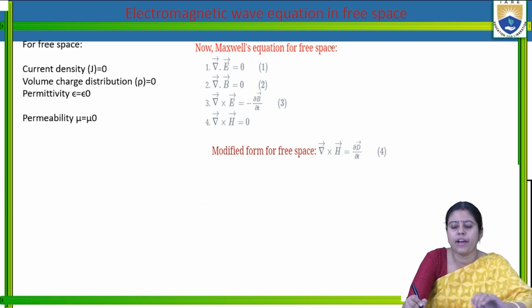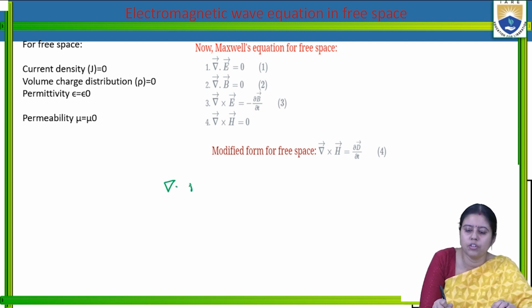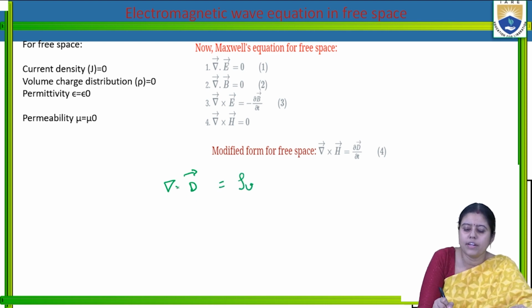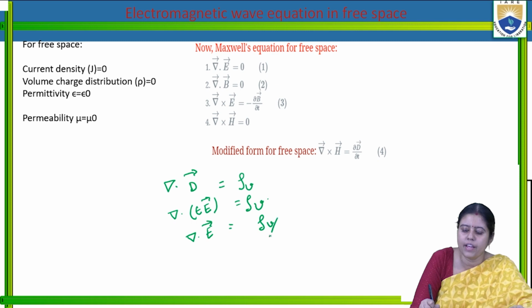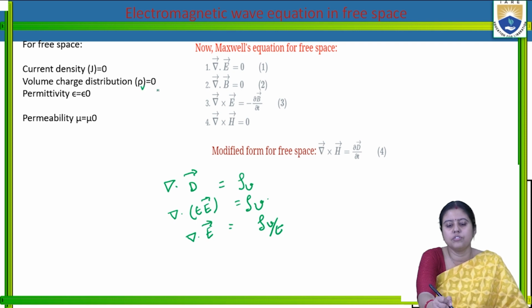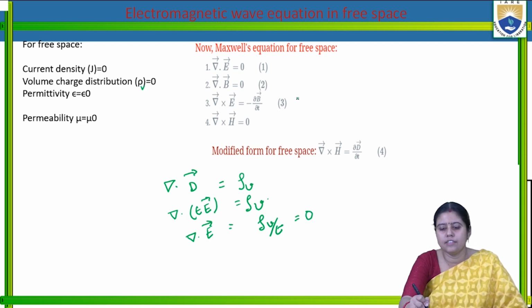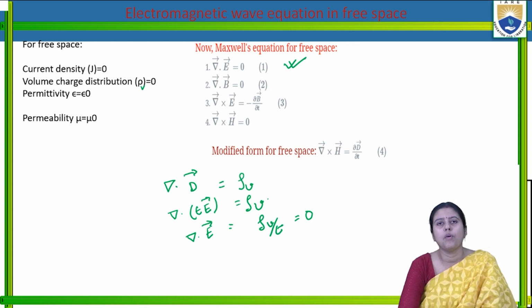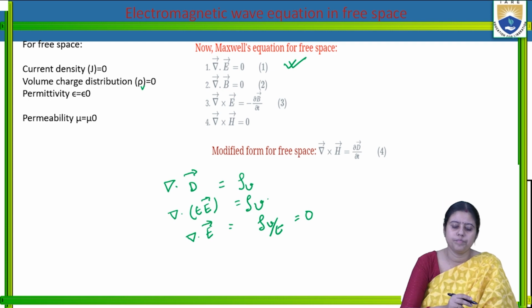So we can write from Maxwell's equations. For Gauss's law, we got Maxwell's first equation, grad dot D is equal to rho v. What is D? D is equal to epsilon into E, which is equal to rho v. So grad dot E is equal to rho v by epsilon. As rho v is equal to 0, we can write grad dot E is equal to 0. So this is the modified Maxwell's equation in free space: grad dot E equals 0.